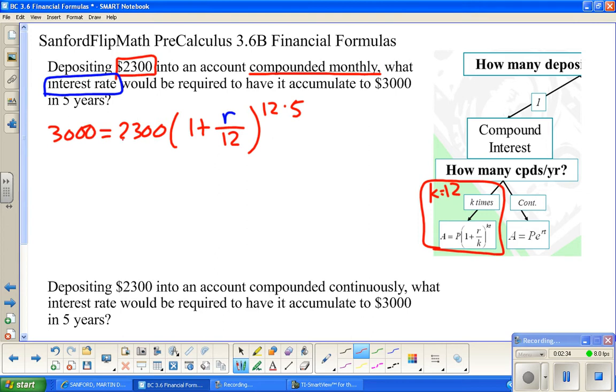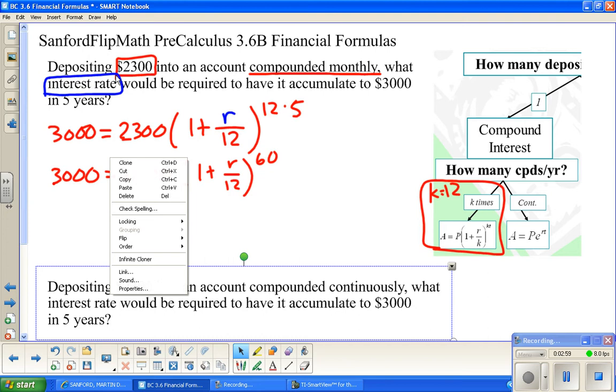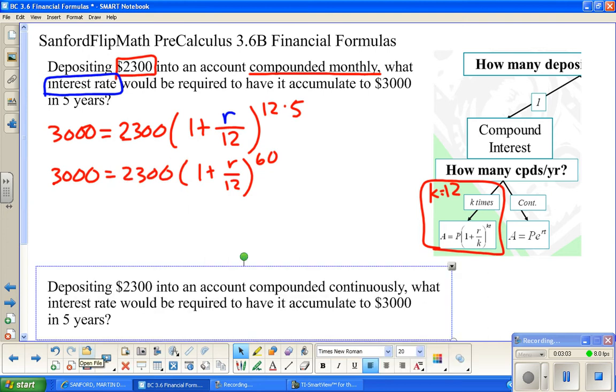I'm going to clean this up just one more step here. It's probably worth noting that I really cannot combine anything inside these parentheses because I don't know R and I can't do 1 plus 12. The only thing I could do is make a common denominator, make one big ugly fraction out of that, but honestly I don't really need to. 12 times 5 is 60. That part I can do. I'm going to move this problem out of the way. We'll deal with it in a bit.